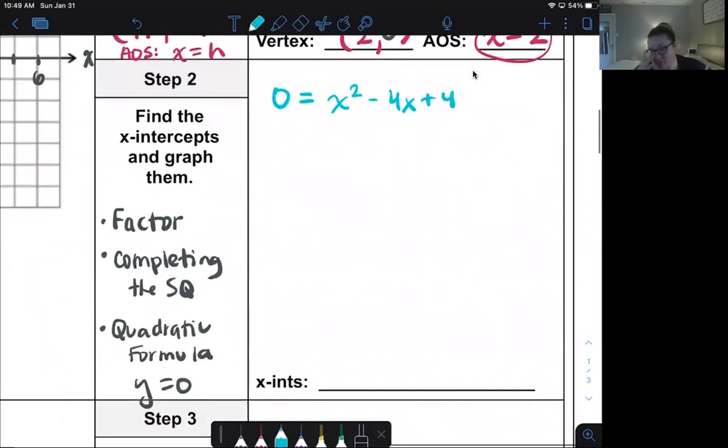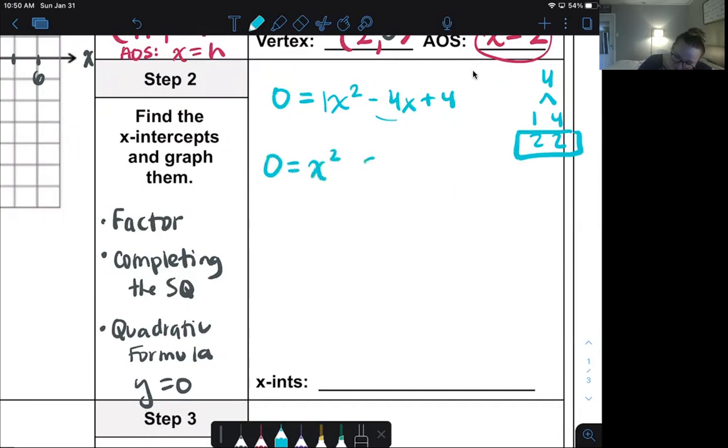And this might be factorable. I'm going to see if it is. So let's see. Factors of a times c, a is 1, c is 4, so 1 times 4 is 4. Factors of 4, 1 and 4 and 2 and 2. Are there factors of 4 that add or subtract to get me negative 4? I could use 2 and 2. So I'm going to have 0 equals x squared, 2x and 2x and then positive 4. To get negative 4 in the middle, though, I want negative 2 and negative 2.